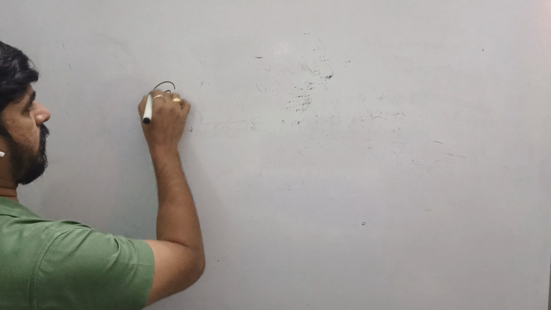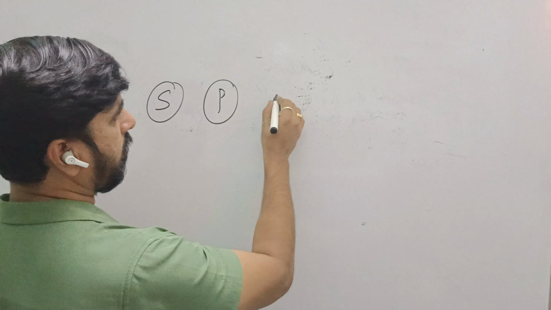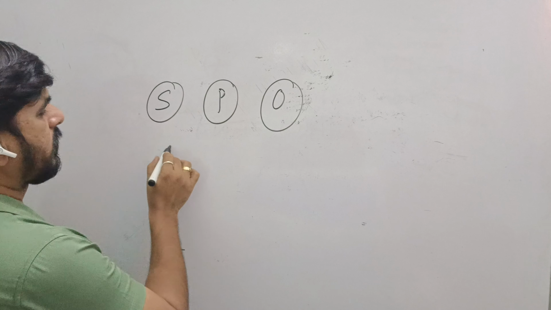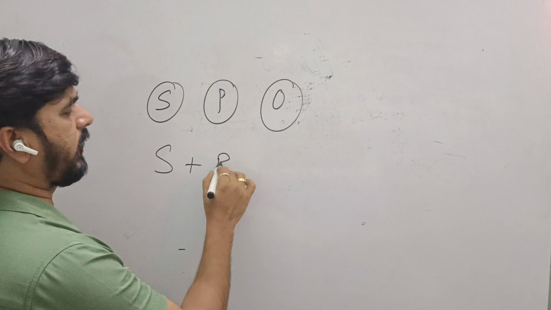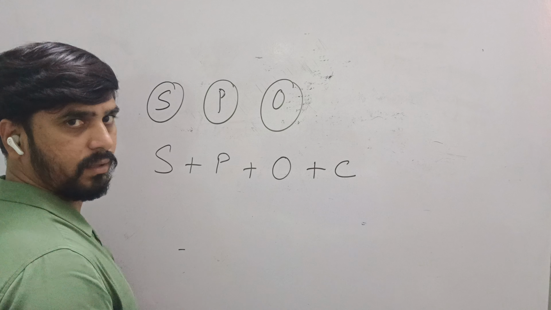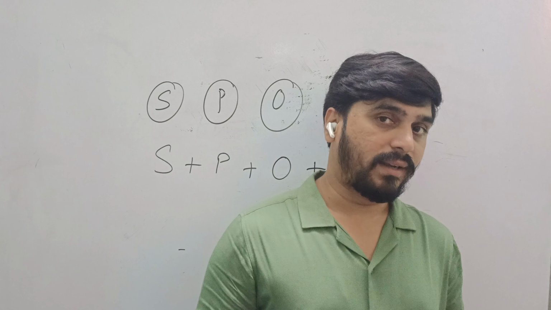When you studied tenses in school, it was something like this: subject, predicate, object. Somehow, subject plus predicate plus object plus complement. How many of you know what is subject, what is object, what is complement?